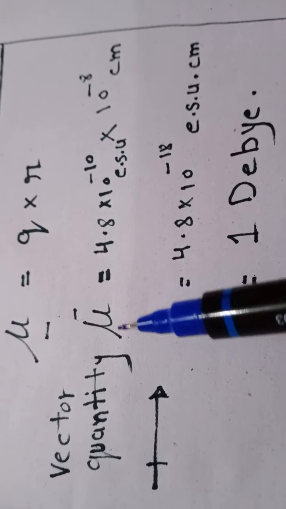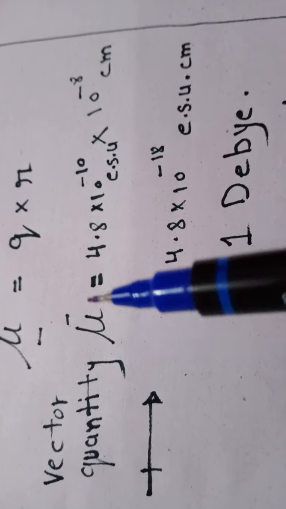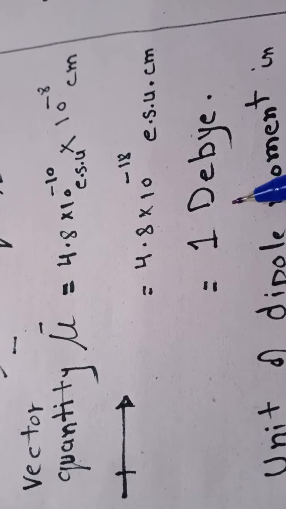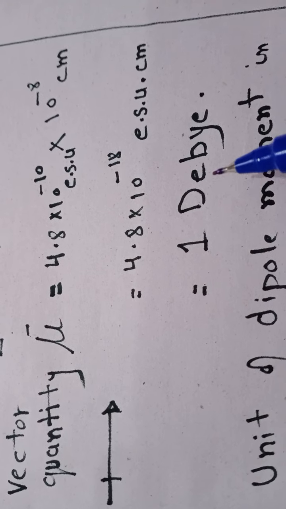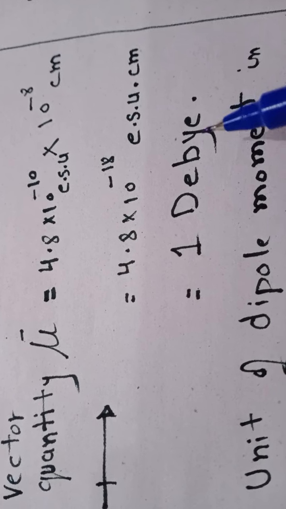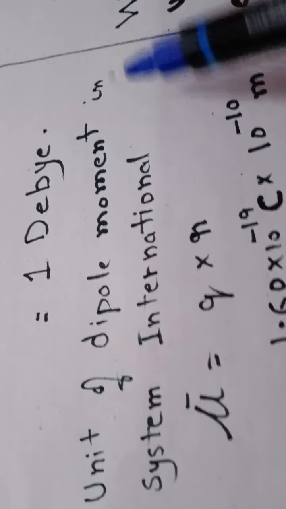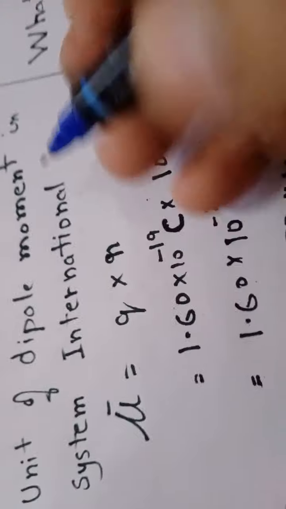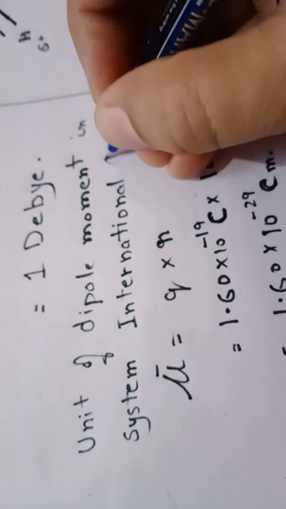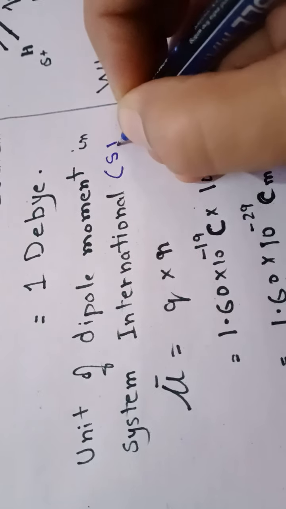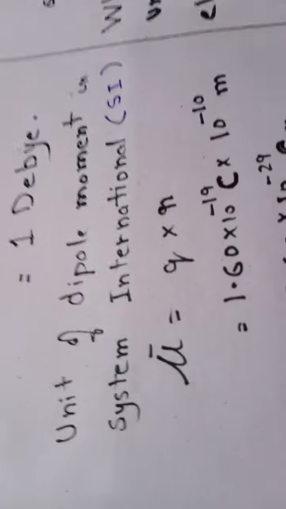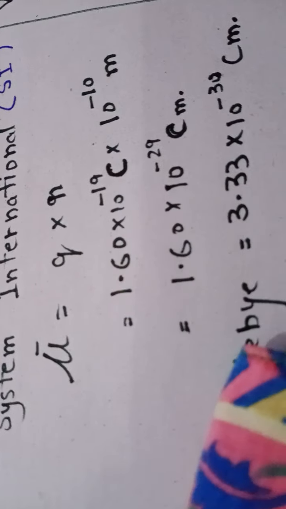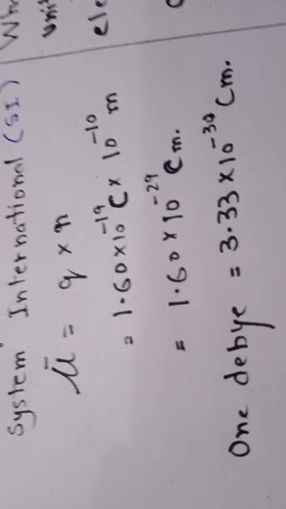Debye is the unit of dipole moment, which is also a vector quantity. The dipole moment can be measured using the unit Debye. And the unit of dipole moment in System International, as you know, you can write in this way, SI. What is the SI unit of dipole moment? Here you can see the dipole moment.